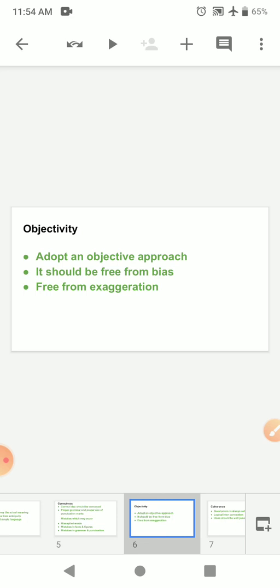So, while writing a Precis, the writer should adopt an objective approach. That means he should not add his personal opinion, his personal ideas, or his personal views. A Precis should be purely a summary of the original text, without any addition and without any exaggeration.